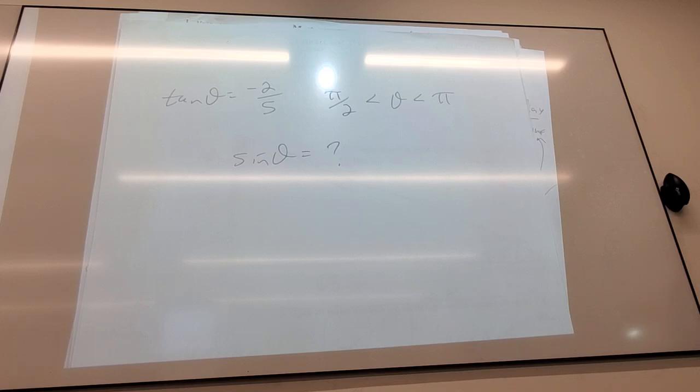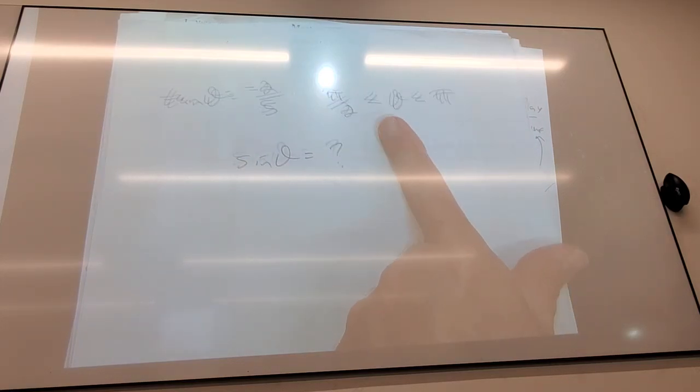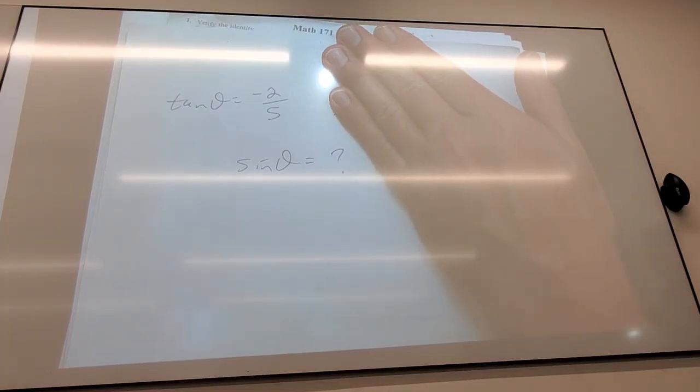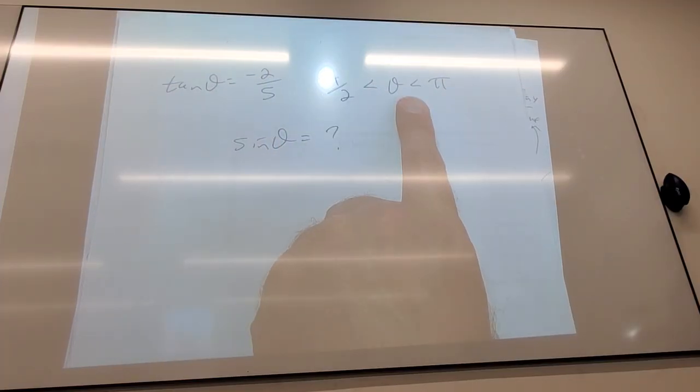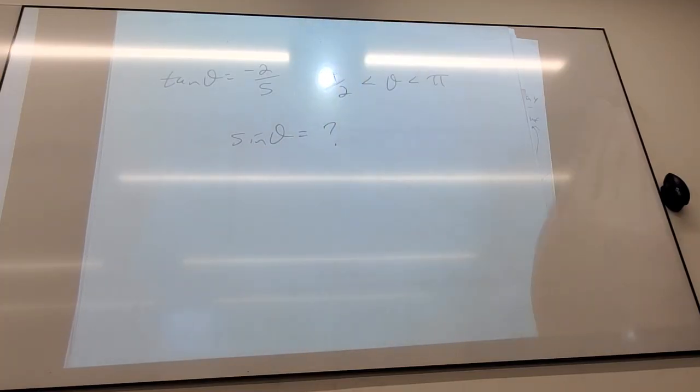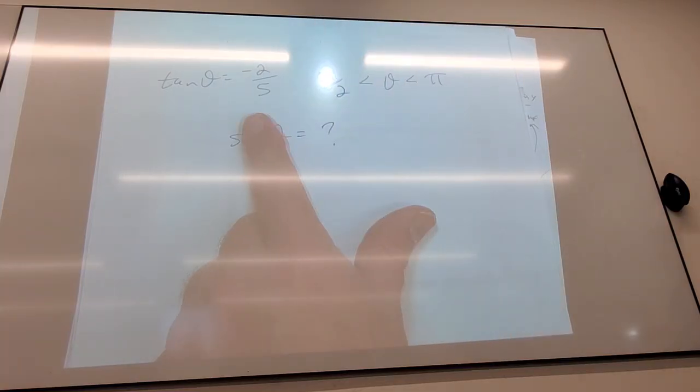Something you have to let go of is this. If I just tell you that, can you draw the triangle? This just tells me what sign it's going to be, positive or negative. What's sine going to be in this quadrant? Positive. So that's all that's there for. I think once I put that information, everybody thinks it's different. But if I ever tell you this, you can draw a triangle, yes?